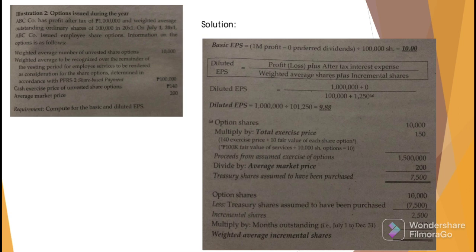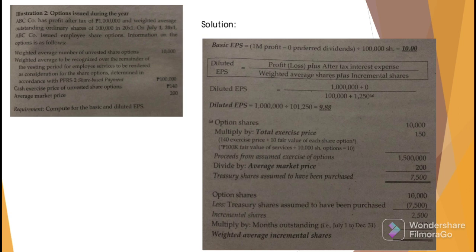Meron pong formula para sa diluted EPS. Profit or loss plus after-tax interest expense divided by weighted average shares plus incremental shares. So, 1 million plus 0 divided by 100,000 plus 2,500 equals 9.76.